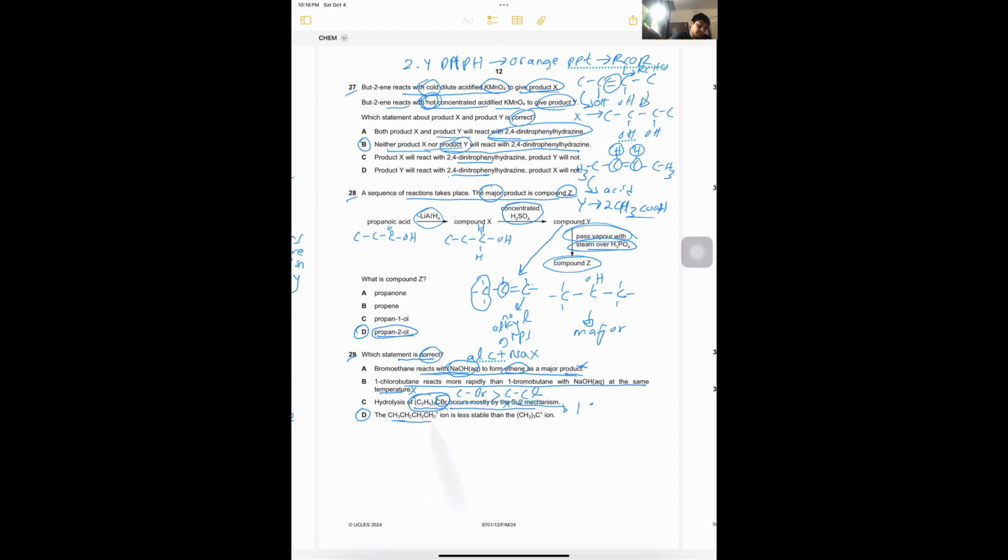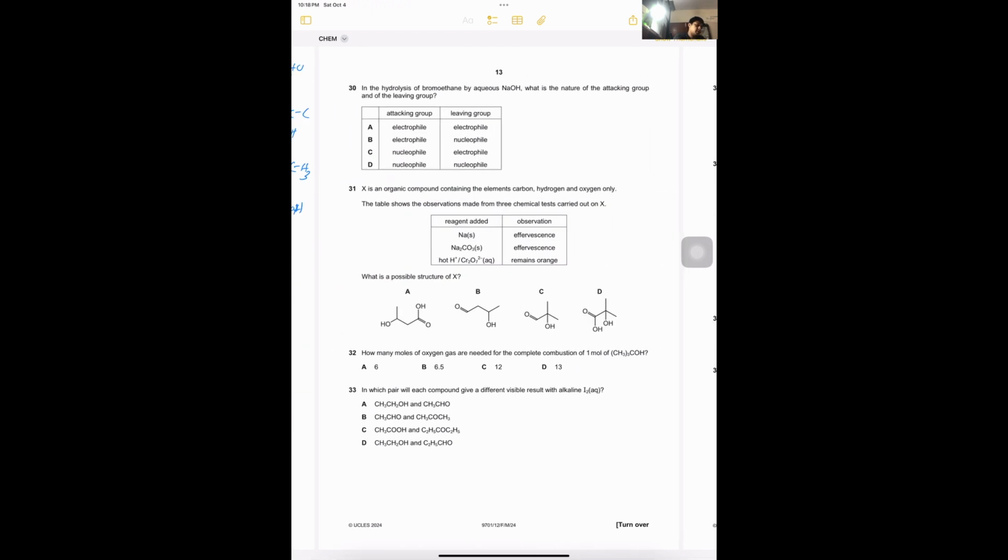See, the CH3CH2CH2CH2+ ion is less stable than the (CH3)3C+, so 3 degree is more stable than a 1 degree, and this is a 1 degree ion, and this is a 3 degree. By 3 degree I mean the tertiary structure, and this is the primary structure. So this, because this has 3 alkyl groups, right? 3 alkyl groups, so more stable. That is a perfect statement. So we will move on to question 30.